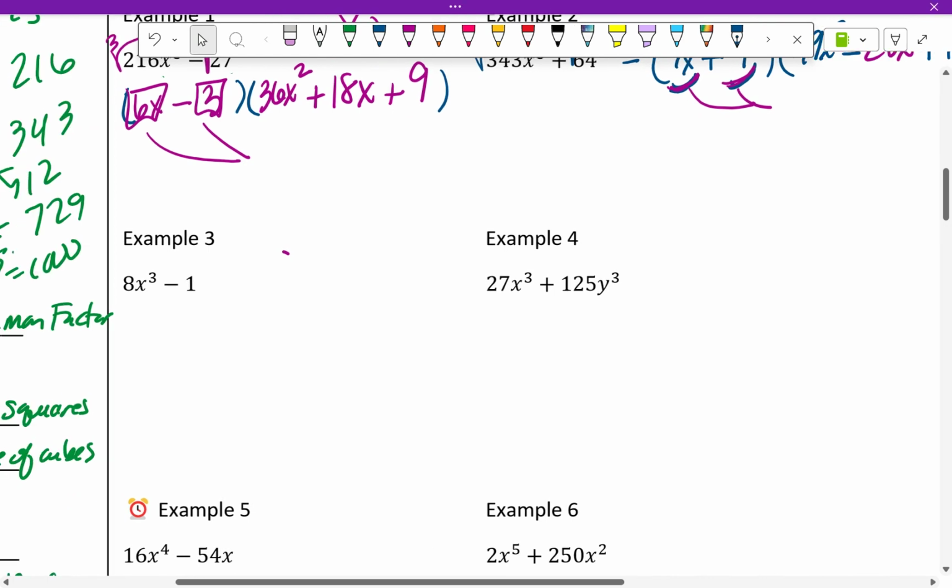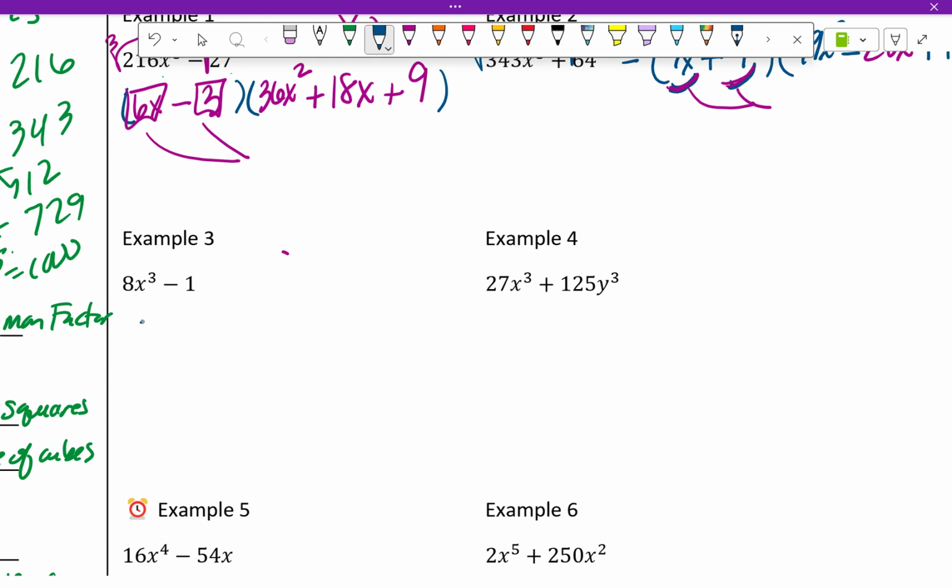Okay, let's take a look together. All right. So, did we have a greatest common factor? No. Okay, so do we have squares or cubes? Cubes, right? The 1 is also a square and a cube, right? So I'm going to start with cubes. All right, what is my sign pattern?